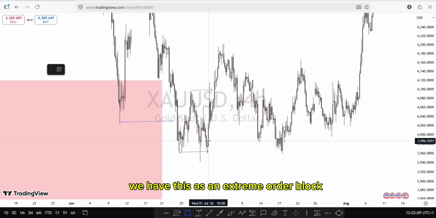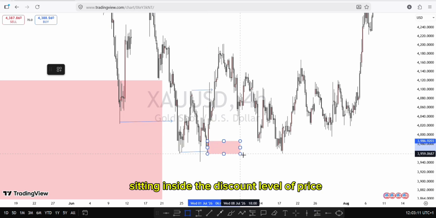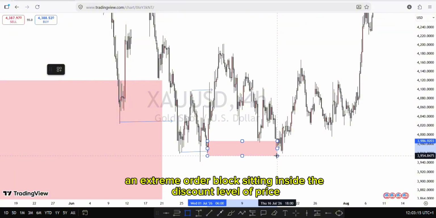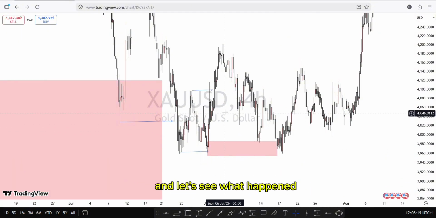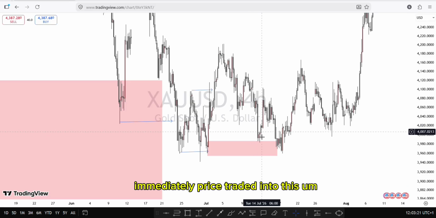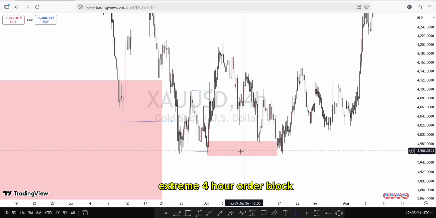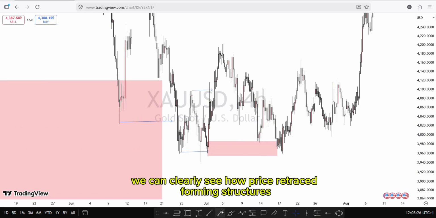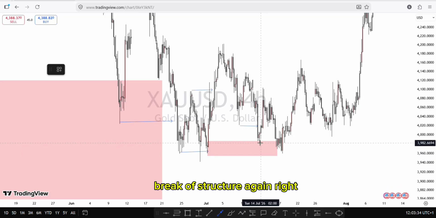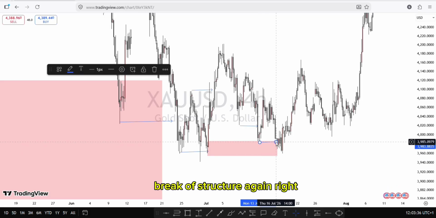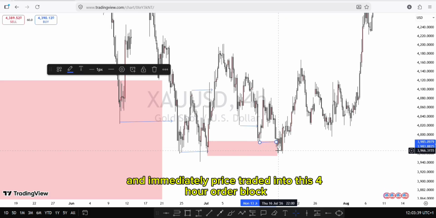We have this as an extreme order block sitting inside the discount level of price. Please pay close attention. An extreme order block sitting inside the discount level of price, and let's see what happened. Immediately price traded into this extreme 4-hour order block. We can clearly see how price retraced, forming structures, break of structure again, right? And immediately price traded into this 4-hour order block.